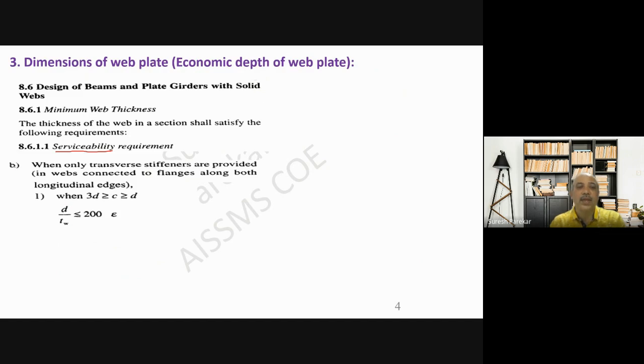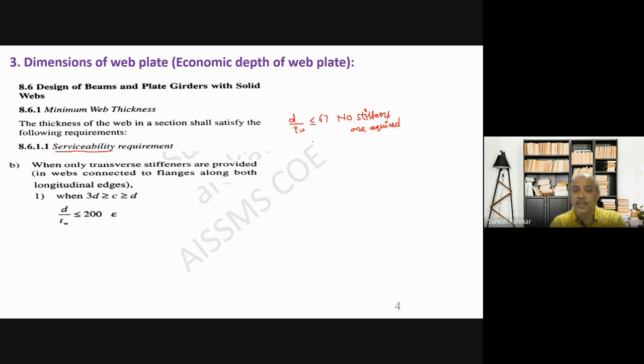Now you may think, what is the first part? The first part is d by tw less than or equal to 67, and we say no stiffeners are required. In that case we are dealing with beams or built-up beams, and stiffeners are not required because the web is not going to buckle.